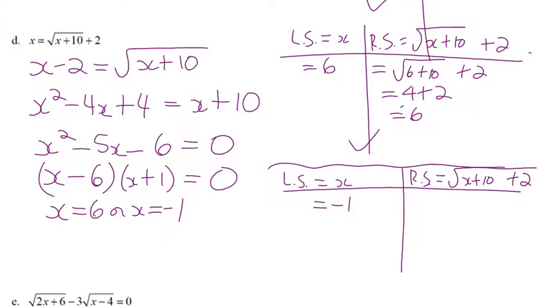So left side is -1. We get -1 plus 10 plus 2, which is root 9, plus 2, which is 5. So I'm not surprised it didn't check, because I kind of knew just by examining it that, hey, I can't take the square root of something, get a positive number, and add 2 to it, and end up with -1. Right? Not going to happen.